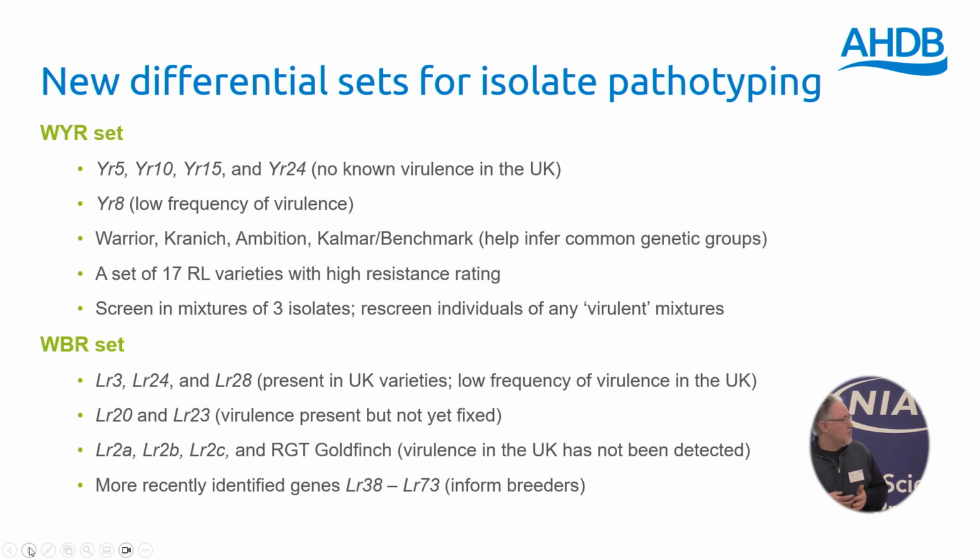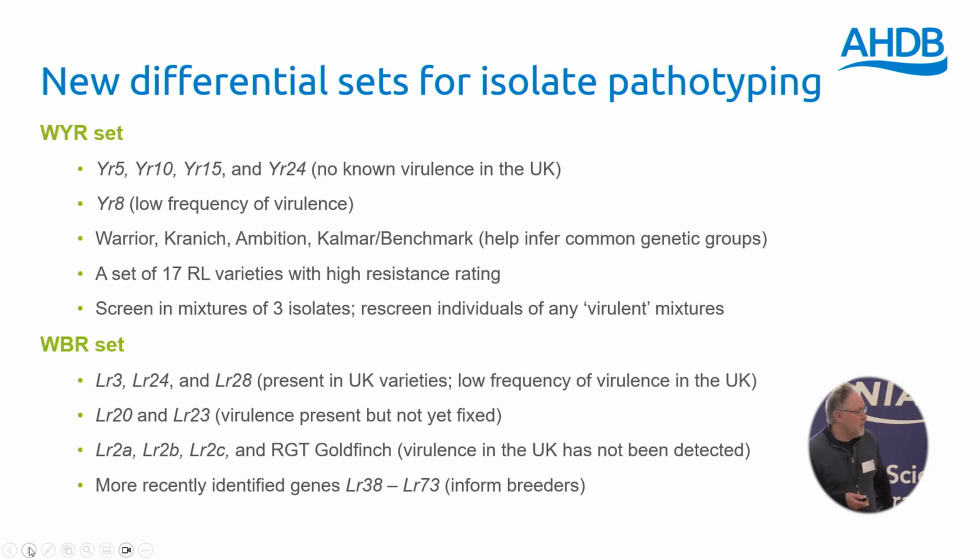And finally, we also have the Lr2a, 2b, and 2c genes, plus RGT Goldfinch. From Hugh's presentation, you will learn that this particular variety so far has been resistant to all the isolates that we've tested in UKCPVS for brown rust. So if there is a breakdown in RGT Goldfinch, I guess you would like to know as well.